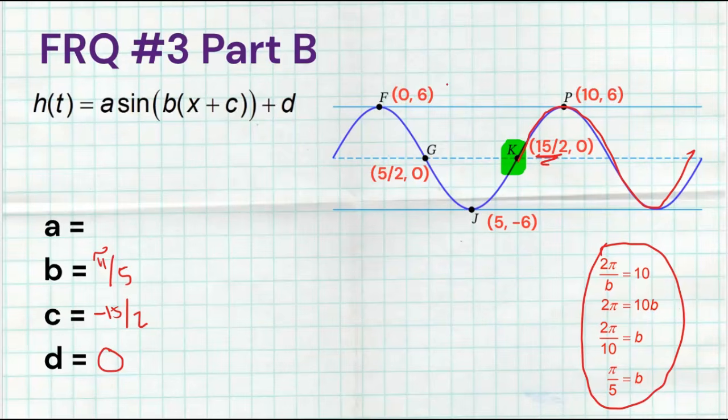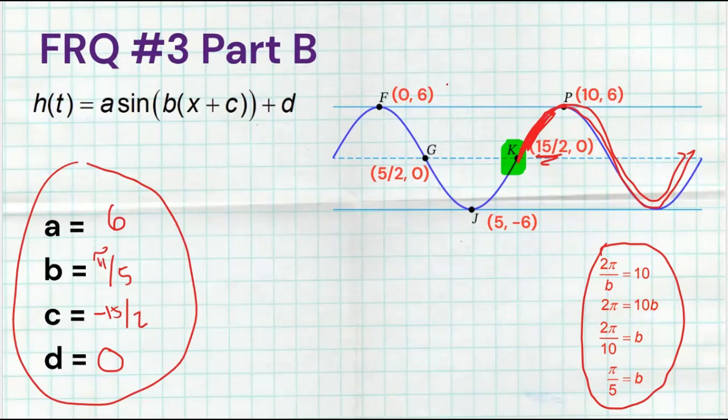Now, this time my A value is going to be a positive 6. I do not need the negative because it does the traditional up first, then down, which is what it does without a reflection. So I do not need a reflection across my midline, so my A value would stay positive. So if you started at K, these would be your final answers for A, B, C, and D.